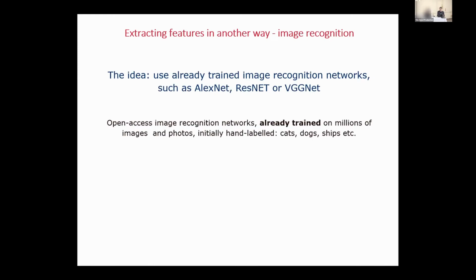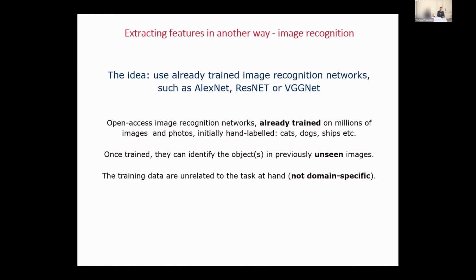As many of you will know, they have already been trained on millions of photos of unrelated objects, so dogs, cats, ships, and so on. Once trained, they can of course identify what's on unseen images. Again, what we wanted to see is whether we can use the training on this non-domain-specific data to identify things that are physically meaningful in the data that we have. So we used AlexNet for most of our work.